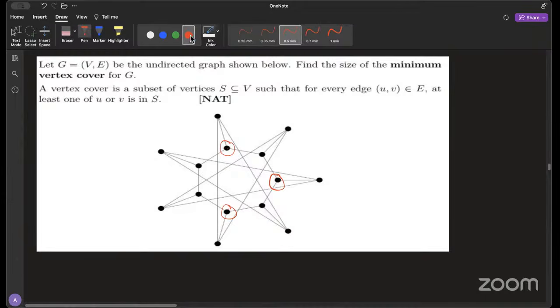So these 3 are covering these ones. This edge is covered. Or wait. This edge is covered. This edge is covered. This is also covered. This is covered. This is covered. This is covered.